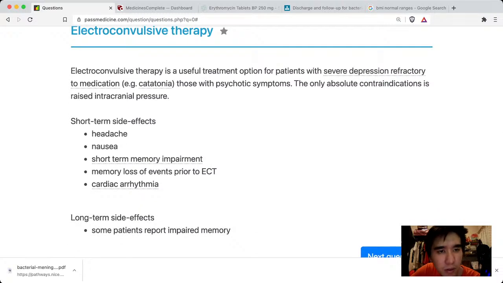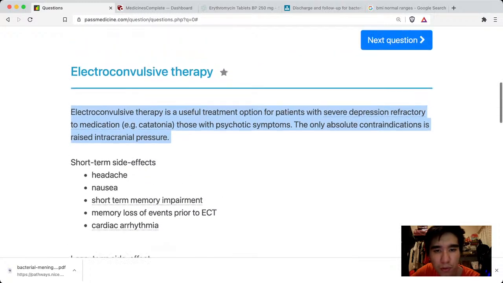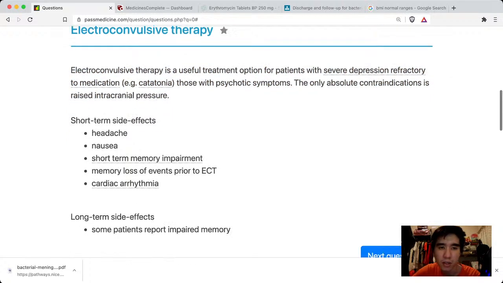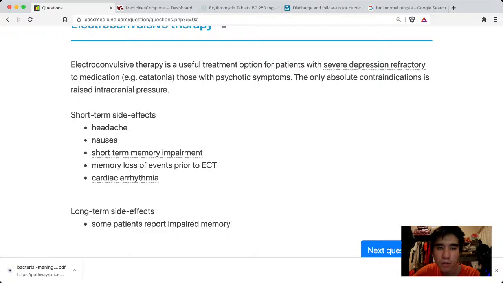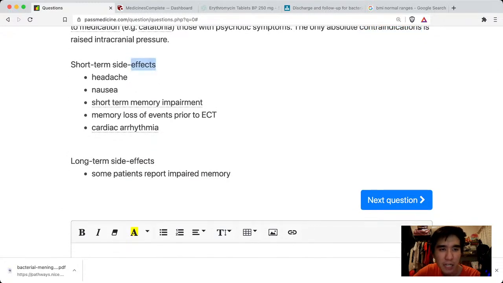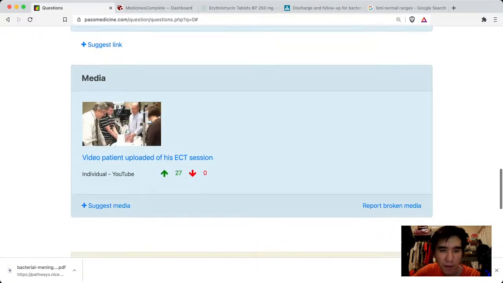Okay, electroconvulsive therapy is a useful treatment for patients with severe depression refractory to medication, for example, catatonia. Those with psychotic symptoms. The only absolute contraindication is raised intracranial pressure. Short-term side effects: headache, nausea, short-term memory impairment, memory loss of events prior to the ECT, cardiac arrhythmia. Long-term side effects: some patients report impaired memory.